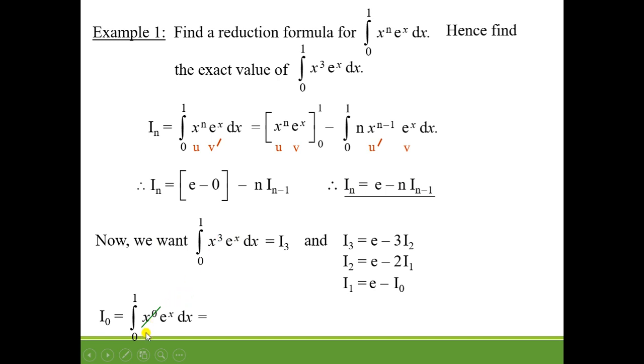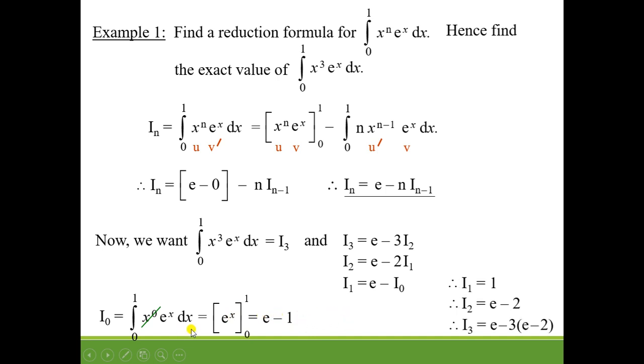So what is the original function? Integration 0 to 1, x raised to, now the power is 0, e raised to x dx as it is. So x raised to 0 is nothing but 1. And what is the integration of e raised to x? That is e raised to x. Substitute upper limit and lower limit. So what is the upper limit? That is 1. If I put x equal to 1, it is e raised to 1, that is e, minus, now if we put x equal to 0, it becomes e raised to 0. e raised to 0 is nothing but 1.